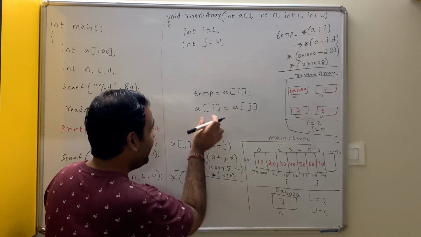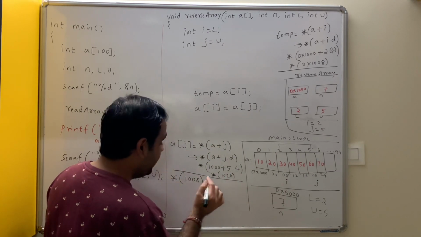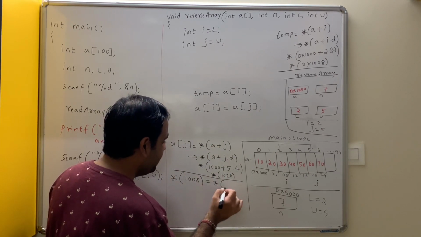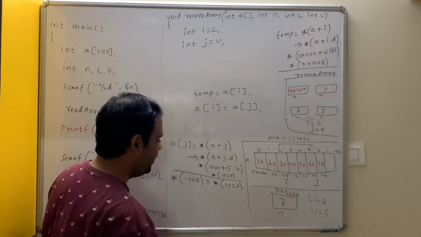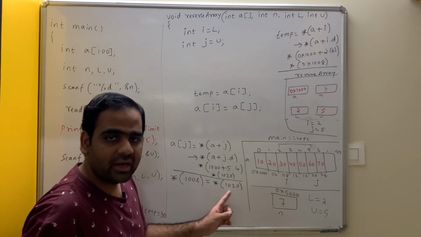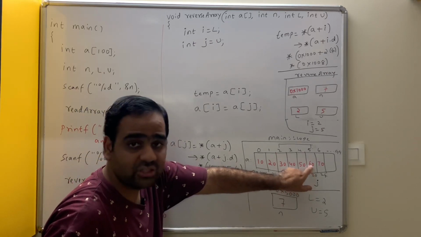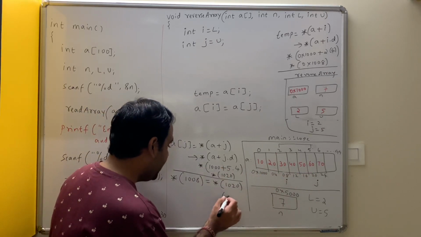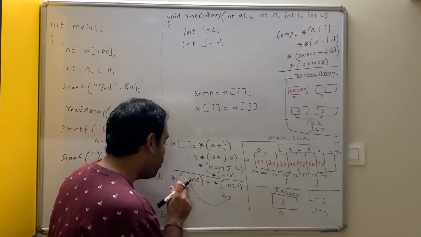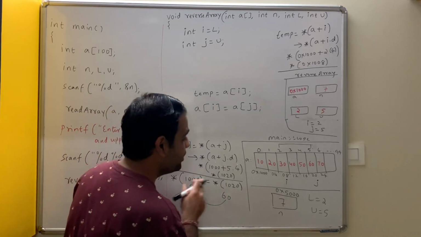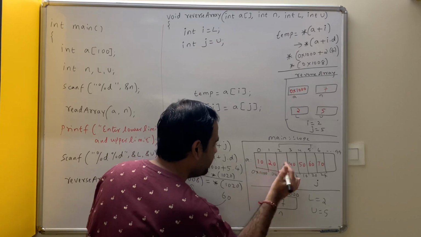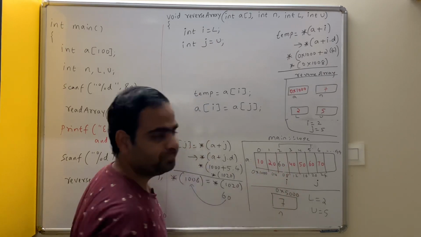Therefore, star a of I, which is star 1008, is equal to a of j, which is star 1020. Always evaluate the RHS first. Star 1020, go to address 1020 and fetch the value. What is the value? 60. And where you want to store 60, go to address 1008 and store 60. Now this is address 1008, you are storing 60.